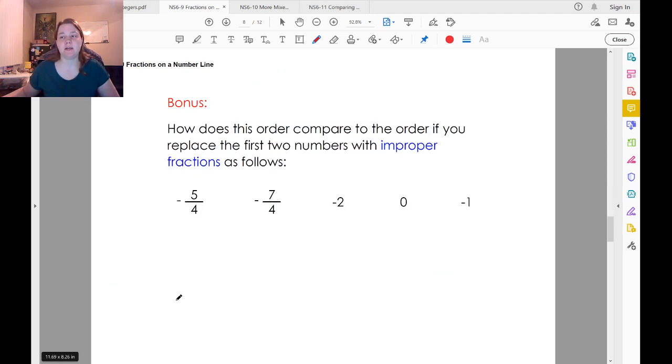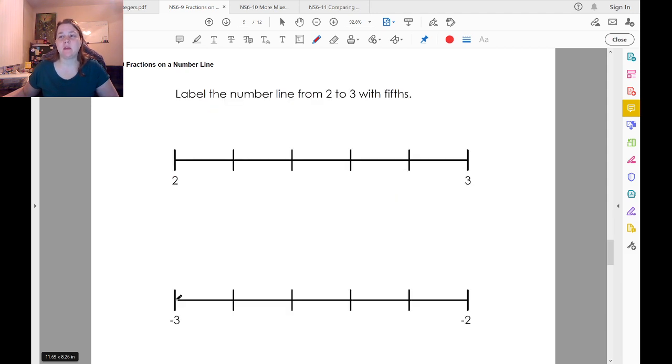I'm going to let you go ahead and look at the bonus. Now, we want to label these number lines from 2 to 3 with fifths. Try labeling the first number line, and then also try labeling that second number line. When you come back, we'll talk about it. Welcome back. Let's go ahead and take a look.